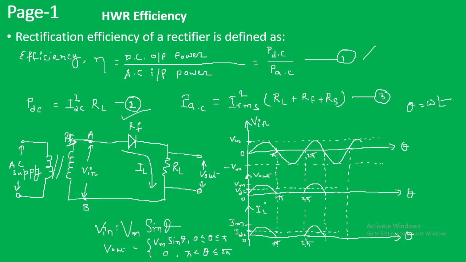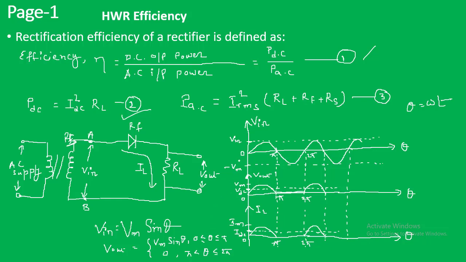Now the output of the half wave rectifier follows the input for 0 to pi, and from pi to 2 pi it is 0. So let us consider only one cycle. This is a pulsating DC, and here we can have the average of the output voltage, which we call VDC. Similarly it is applicable for current also. That is also a pulsating DC, and we have an average, which we call IDC or I average.